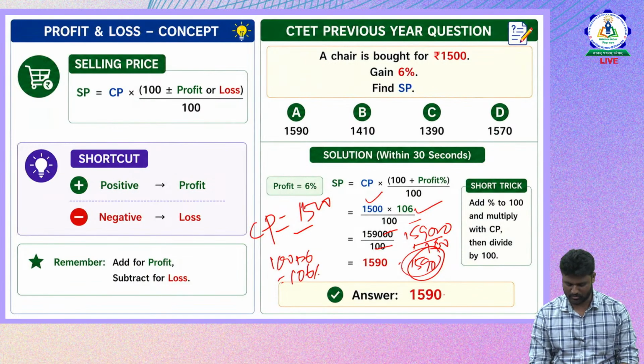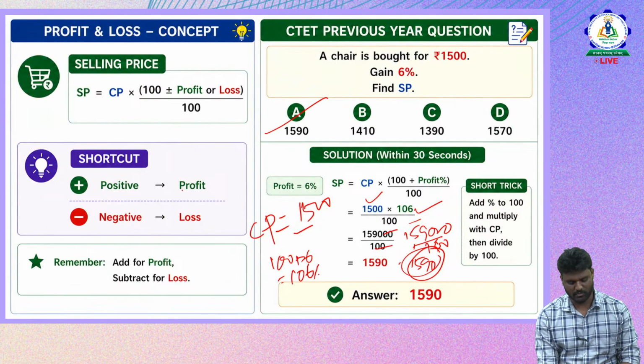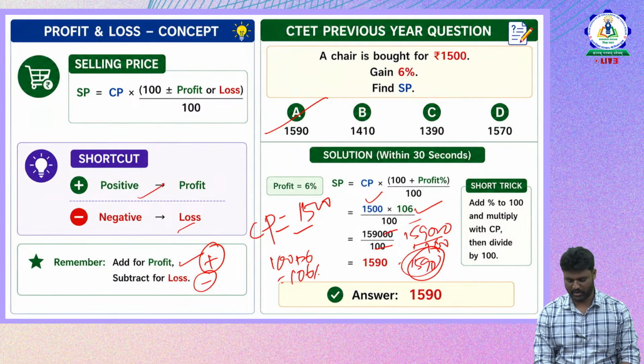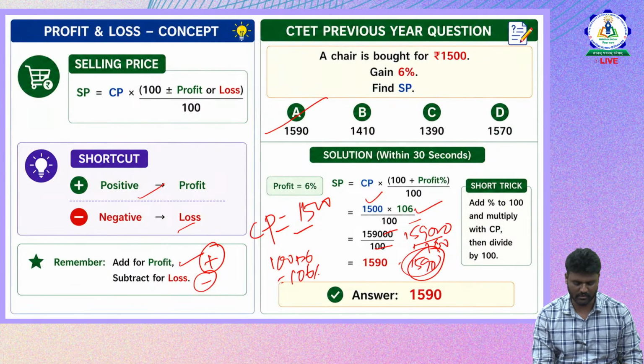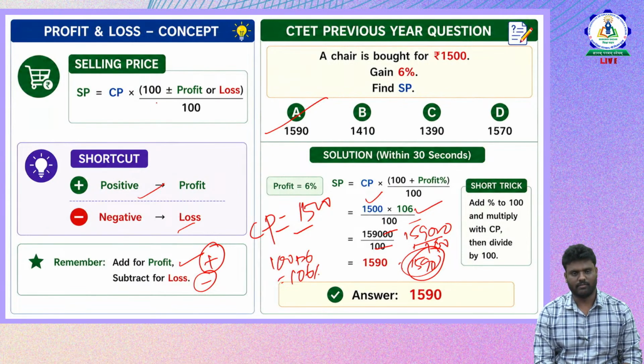Which option is correct? 1590. Option A is the correct one. Remember, profit means we always get some positive amount, and loss means it is a negative amount. Whenever profit, you do addition; loss, you do subtraction. Remember the formula for the selling price: cost price into 100 plus if it is a profit, minus if it is a loss, then that amount divided by 100.